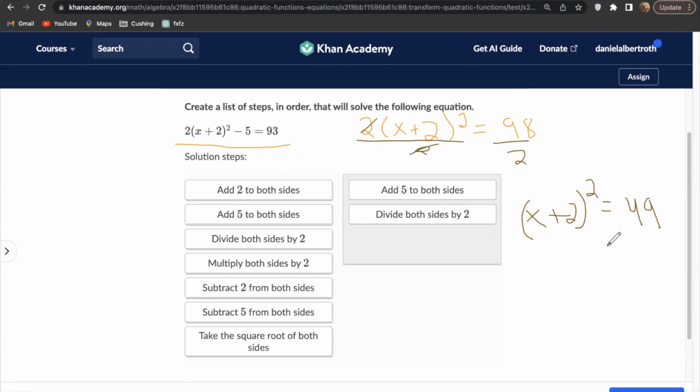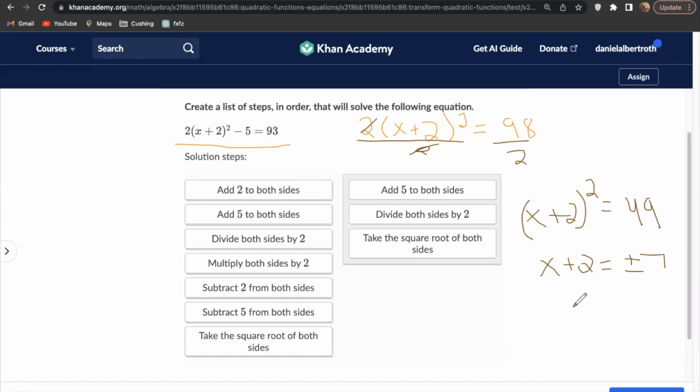From here, if I'm trying to solve for x, it's in parentheses, and that is squared. So the logical thing to do would be to get rid of this squared by taking the square root, and that does work here. We can take the square root of both sides. The square root of x plus 2 squared is just x plus 2, and the square root of 49 is plus or minus 7. So it's 7 or negative 7. This is how you're going to get two answers, which is typical in a quadratic equation.